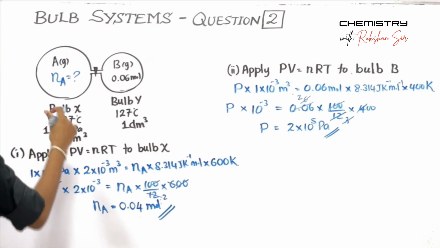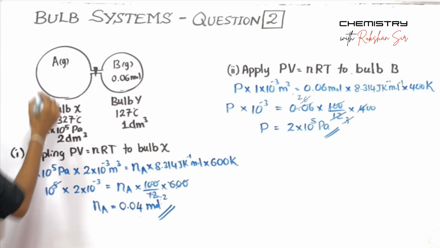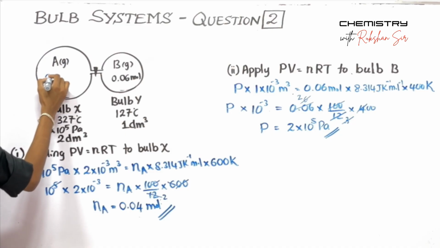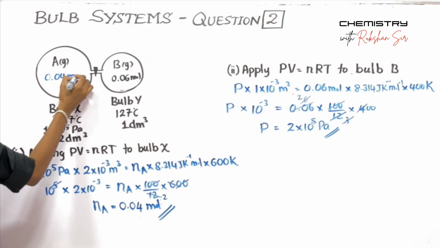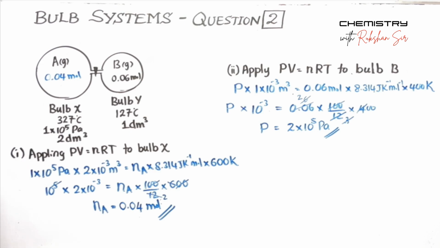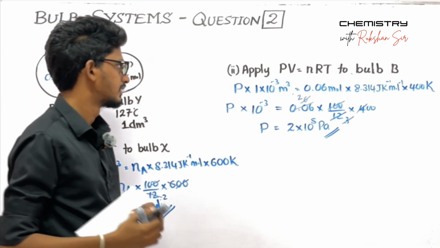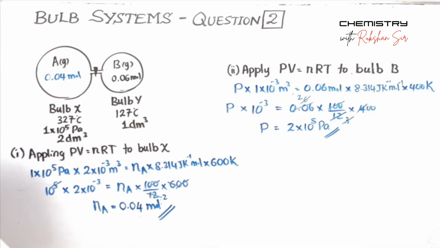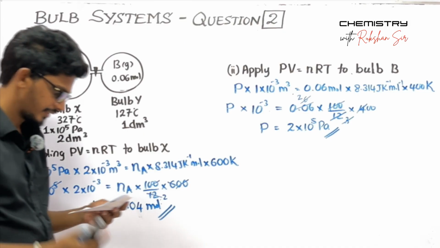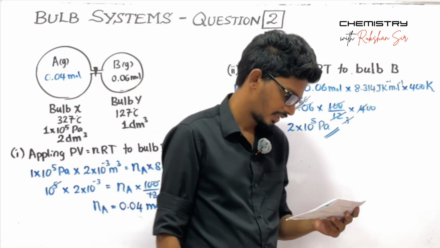So this value is given as, we found that value as 0.04 moles, right? Things are done up to here. The things are clear, right? Okay. So let's try to come up with the next one.